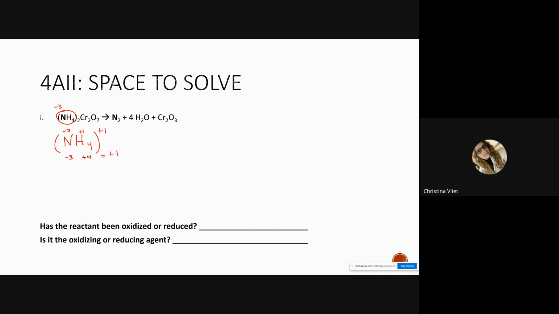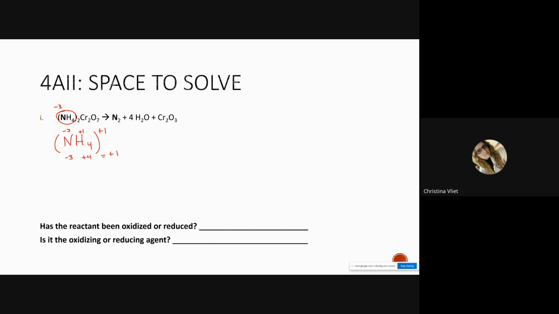Yes or no? Is there confusion? Oh, no. Hydrogen's always +1. What I would do is isolate the polyatomic ion and figure out nitrogen in this polyatomic ion.